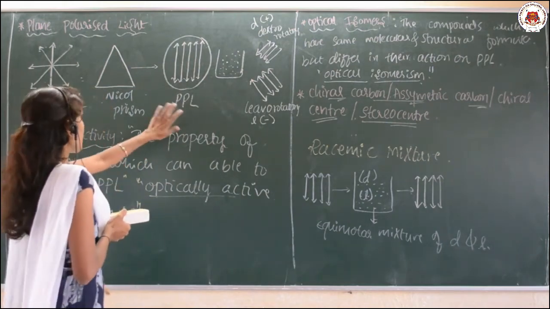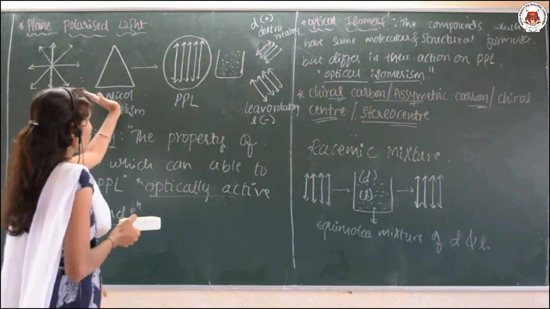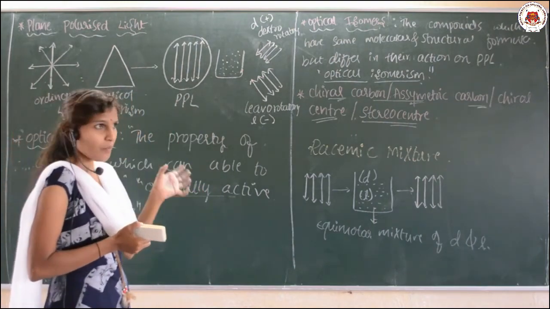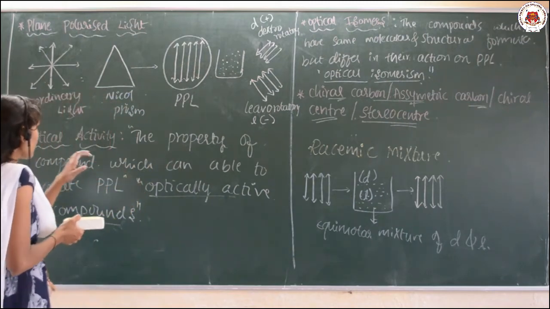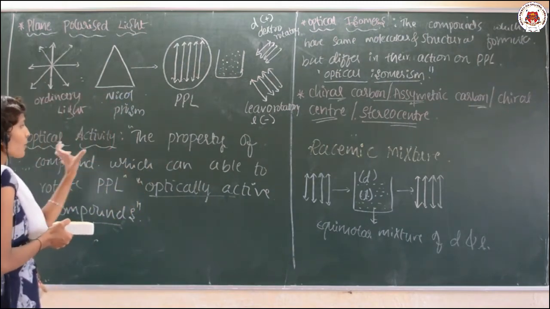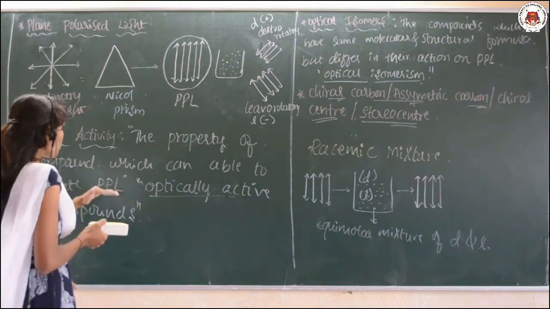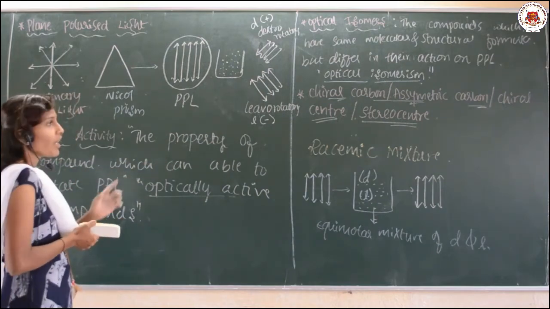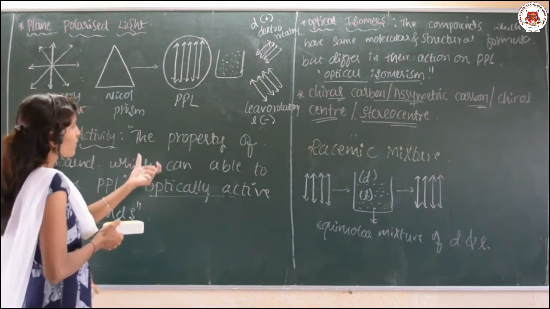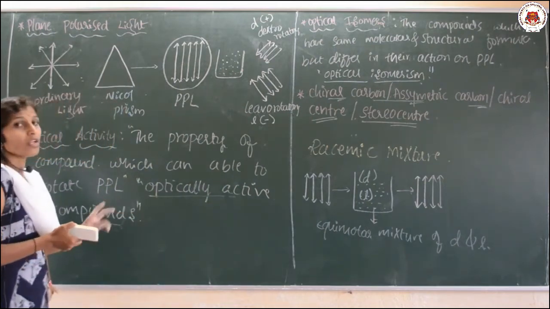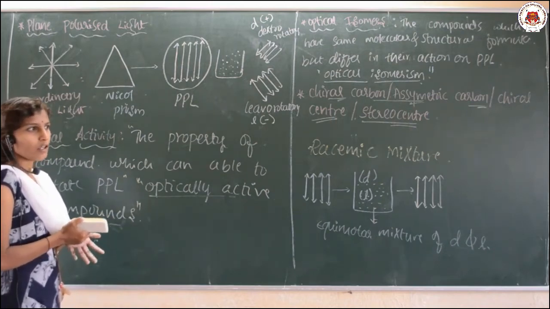And how is it obtained? The ordinary light is passed through a nicol prism, so we get the plane polarized light. Then we come to optical activity. Optical activity is the property of a compound which is able to rotate the plane polarized light, and the compounds which possess such a property are called optically active compounds.